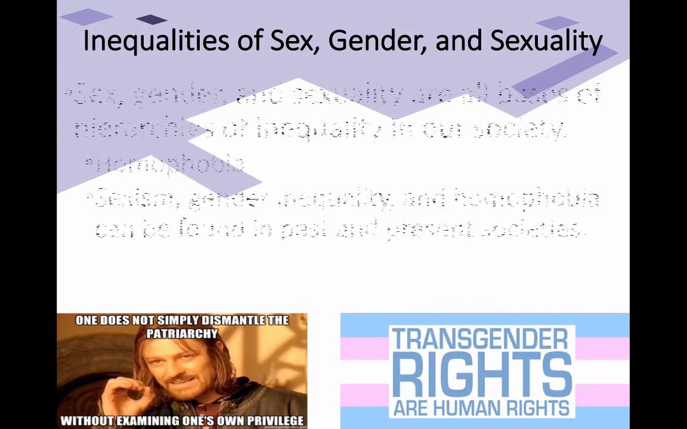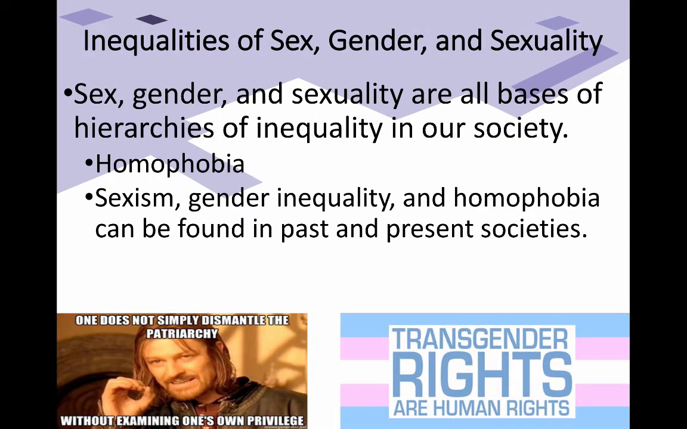So when it comes to inequalities of sex, gender, and sexuality, they are all bases of hierarchies of inequality, like we talked about with social class, right? So first up is homophobia, which is the fear of or discrimination towards homosexuals or towards individuals who display any sort of non-gender-appropriate behavior, right? So someone that is an effeminate male, or a girl that's aggressive, or something like that.